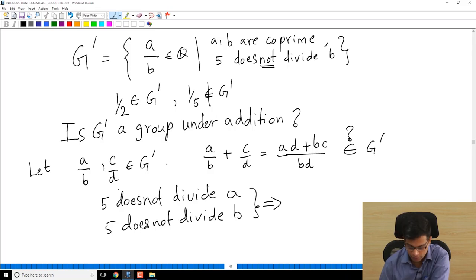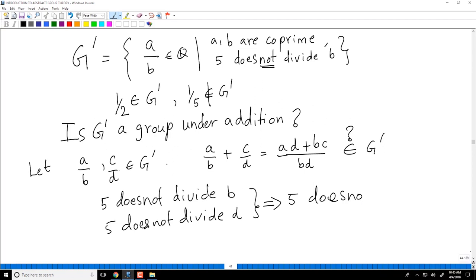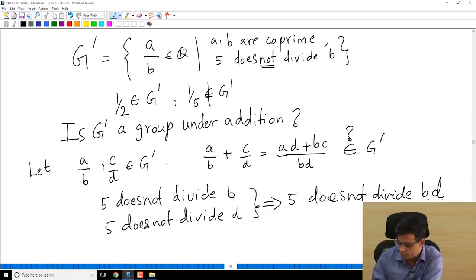Now, a property of prime numbers says that if 5 does not divide B and 5 does not divide D, where B and D are the denominators in the two examples, then 5 does not divide BD. Because one definition of a prime number is that if 5 divides the product BD, then it must divide either B or D. That is not the case. It does not divide B, it does not divide D.